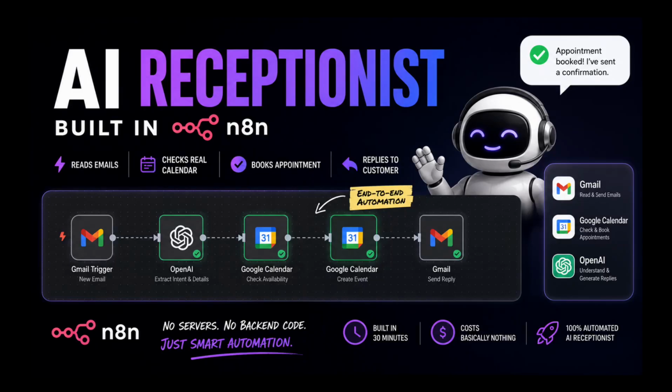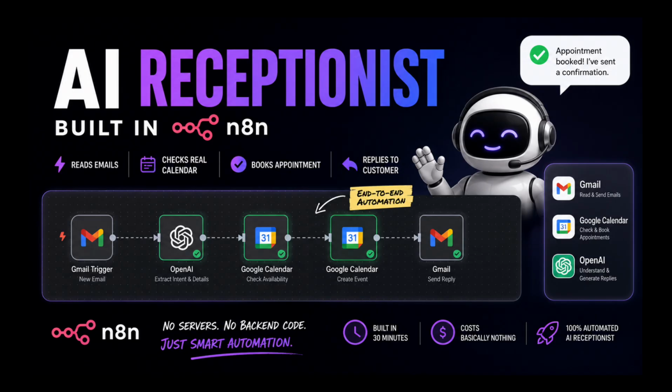I built an AI receptionist in n8n that reads booking emails, checks my real Google Calendar, books the appointment, and replies to the customer automatically. No custom backend, no server, built in about 30 minutes. And it costs almost nothing to run.